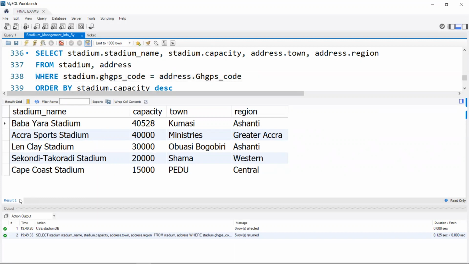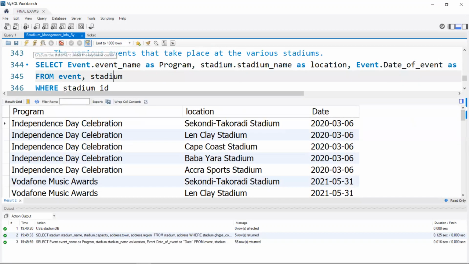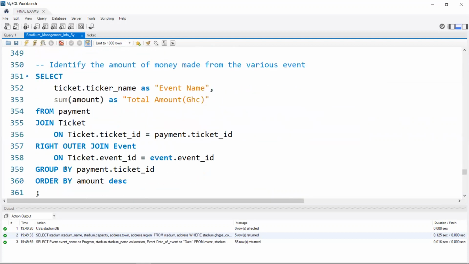Then we continue to our second query, which is actually events that take place in this. Again, I told you they weren't able to do their various programs and events, and we use the subquery here. And yes, we have this result. Then we continue to the third query.